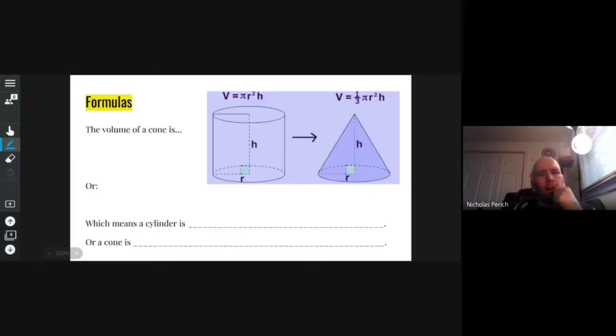Here's a fun fact. The volume of a cone is given to you by this equation right here.